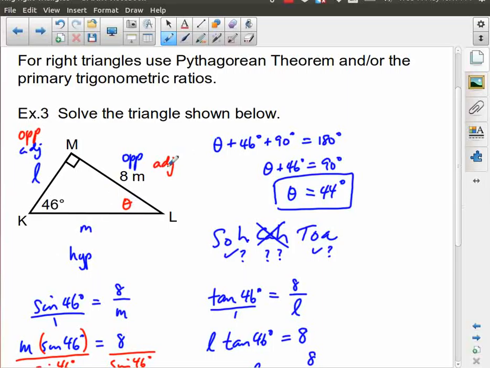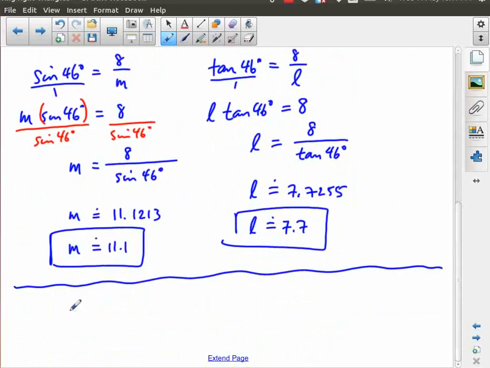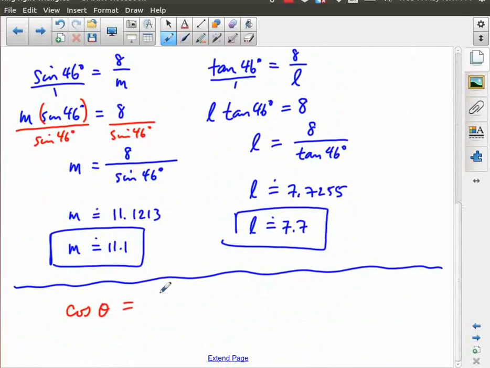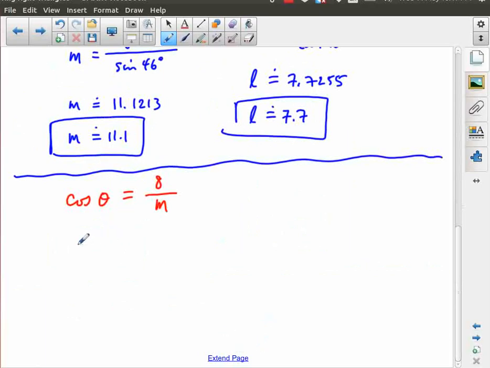So I'm trying to find theta, so I'm going to use cosine because we haven't used cosine yet. So the cosine of theta is equal to the adjacent, and we're in the red now. This is still hypotenuse, whether it's red or blue. Cosine is adjacent over hypotenuse. That's from here. Cosine is CAH, adjacent over hypotenuse. That's going to be 8 divided by m. So cosine theta is 8 divided by m. But we know what m is because we calculated it. So that's 8 divided by.